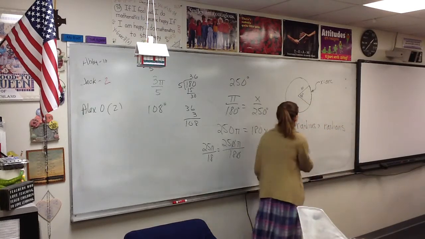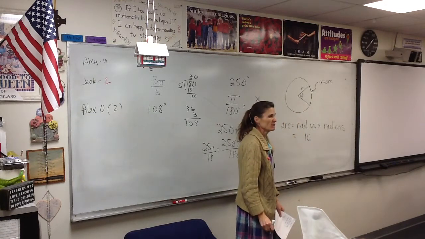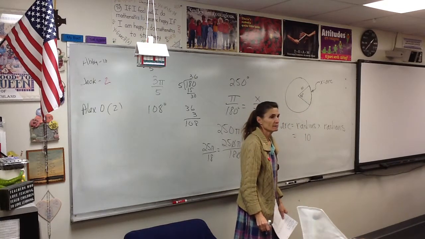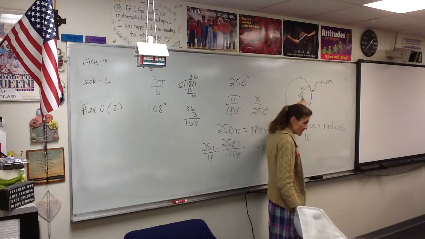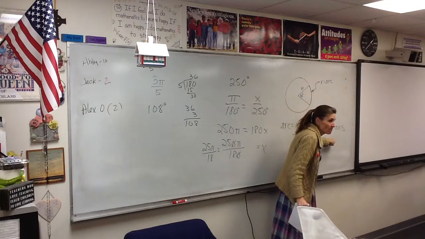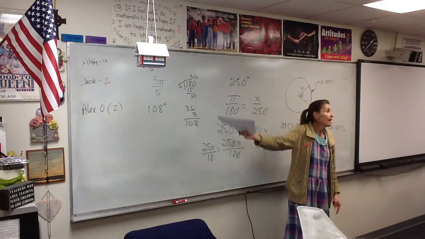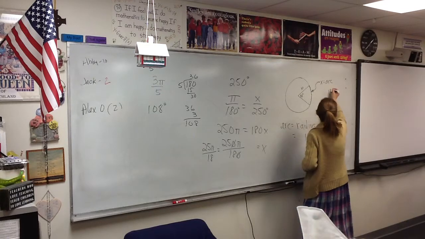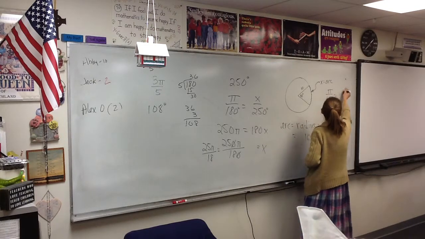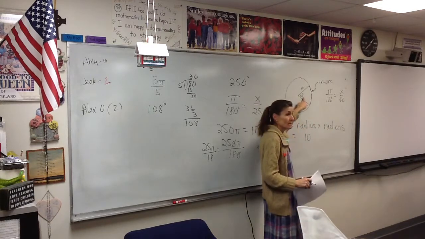Very simple. They told me the radius is 10. Oh, now I got a problem though, don't I? This is degrees, and what do I need for my formula? Radians. Do I know how to change from degrees into radians? I just did it, right? And another problem, I'll do it again. Pi over 180 equals something over 40. This time it's 40 degrees.